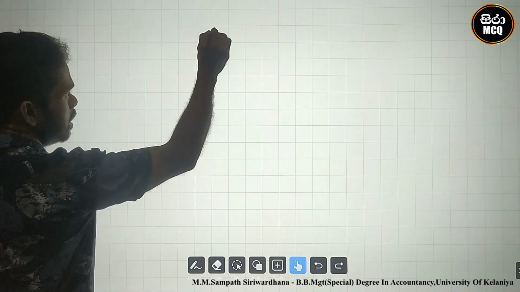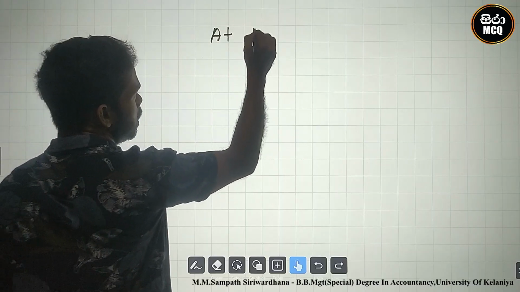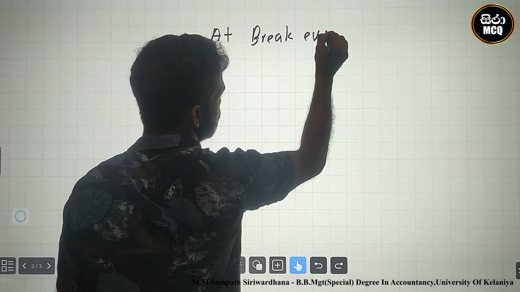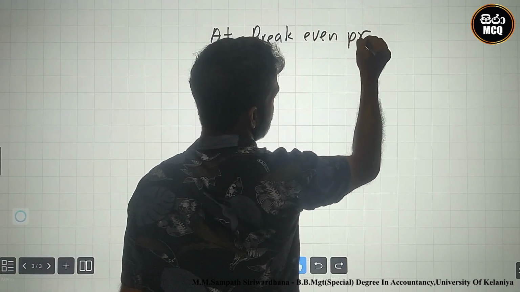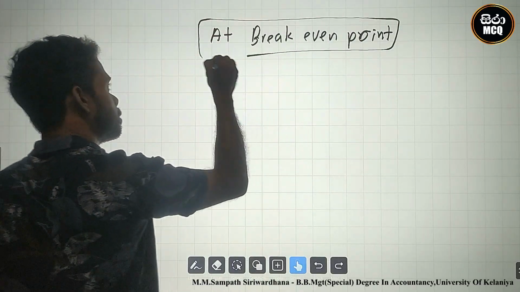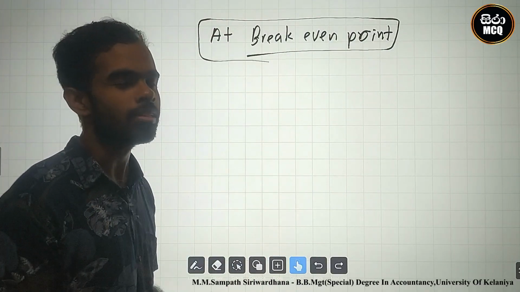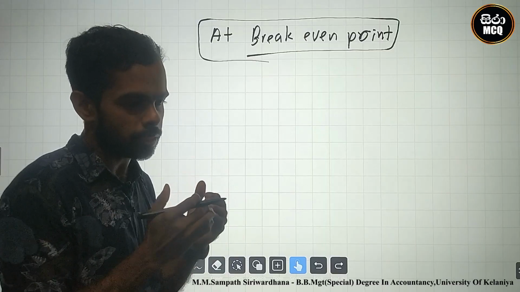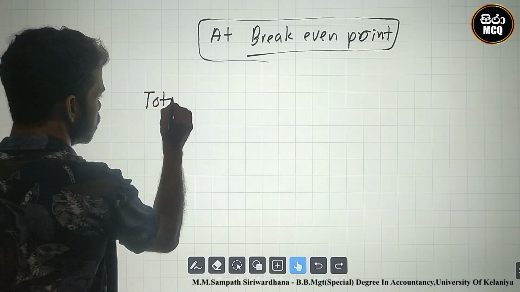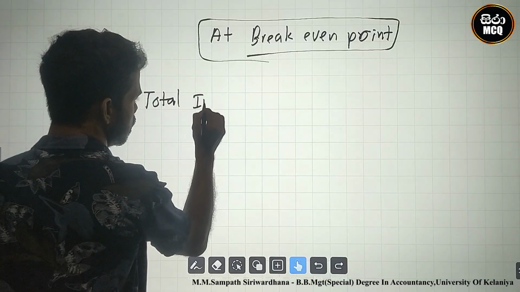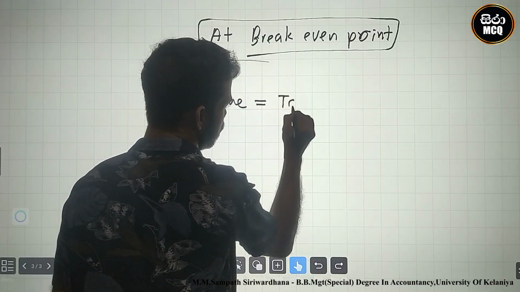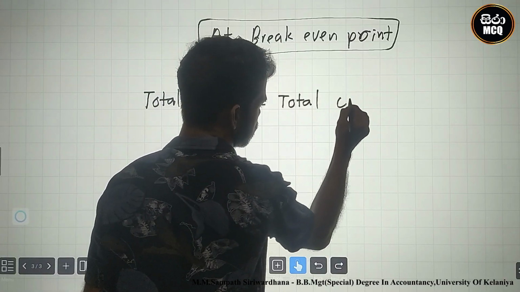You know, at the break-even point, what is the requirement? Total income equal to total cost. This is the formula: total income equal to total cost.